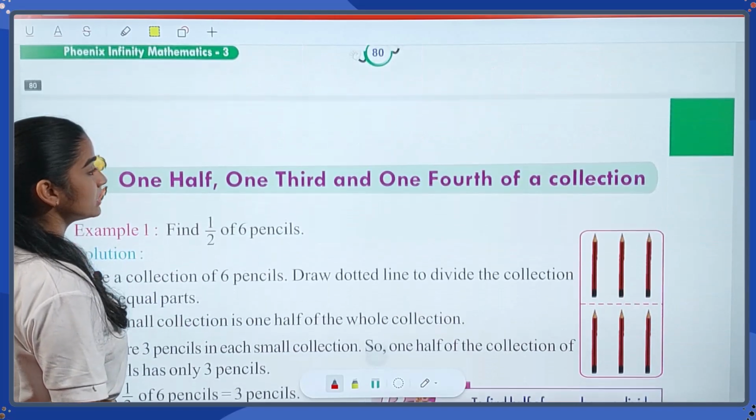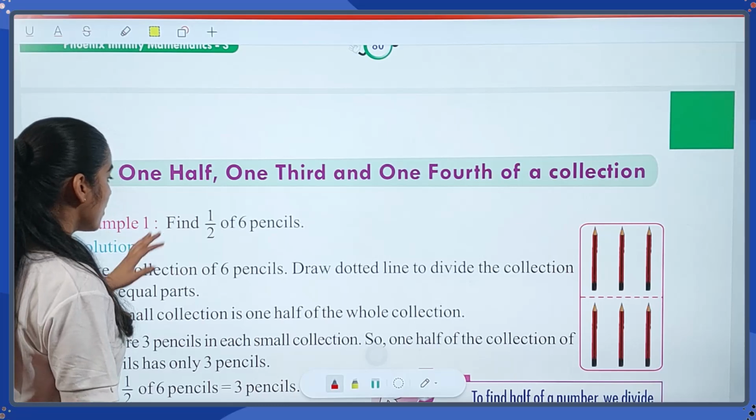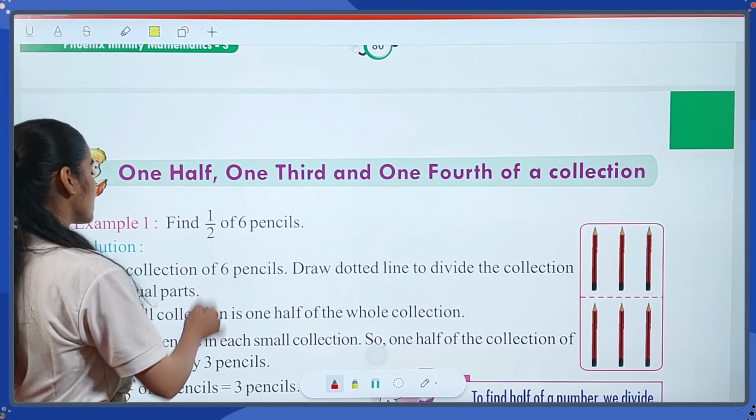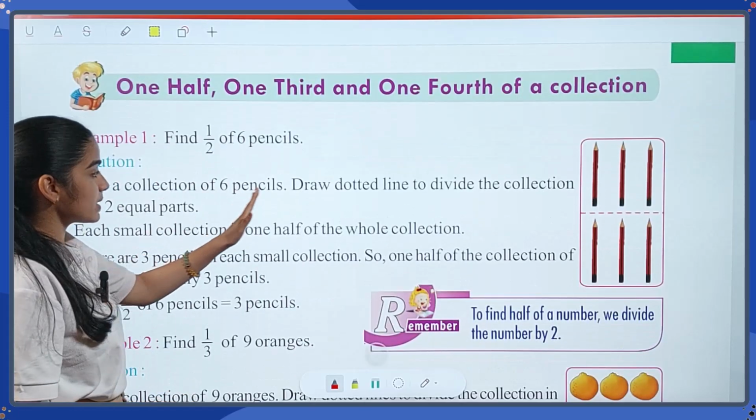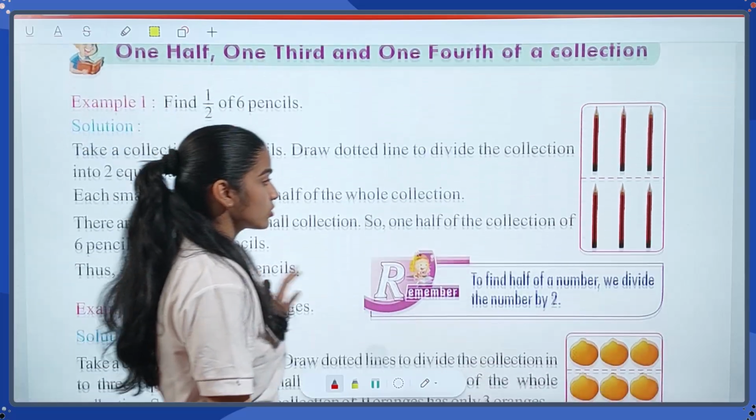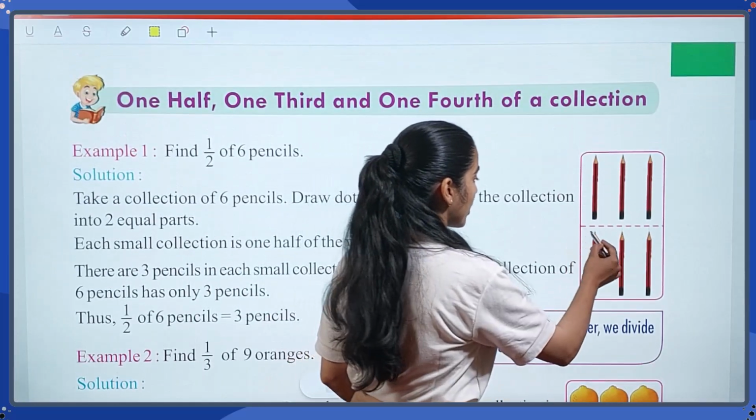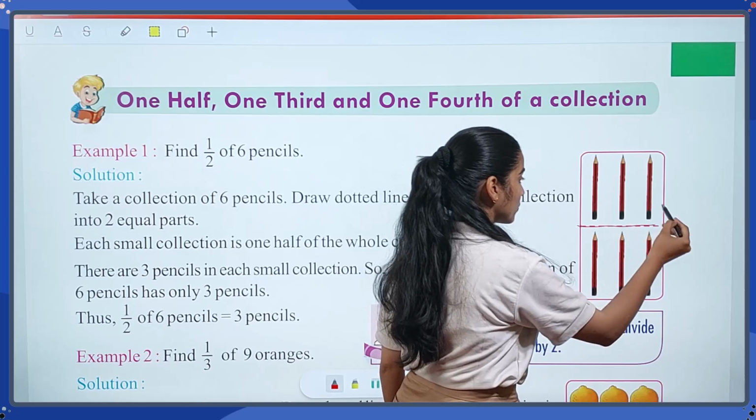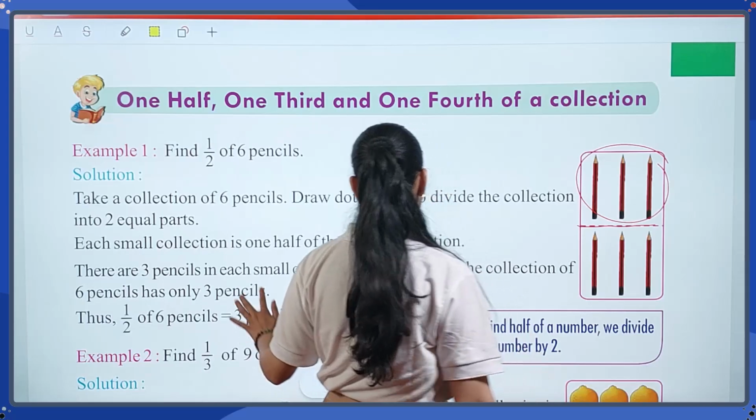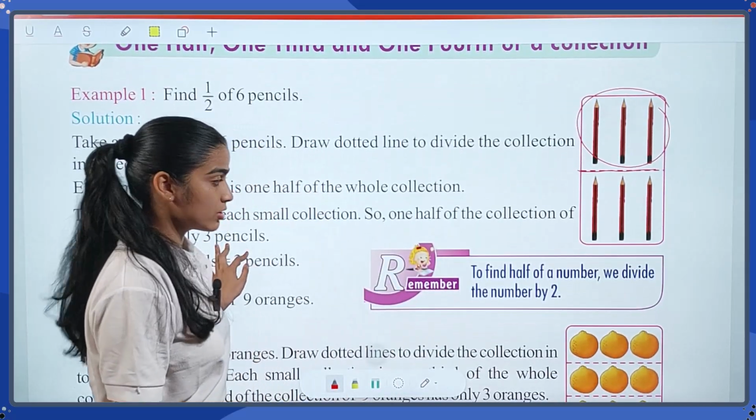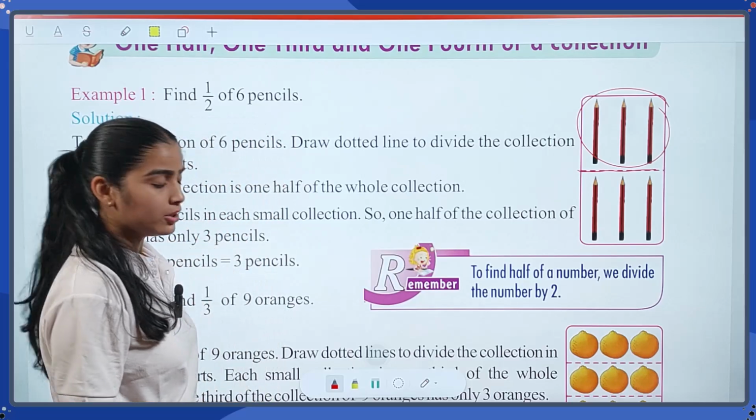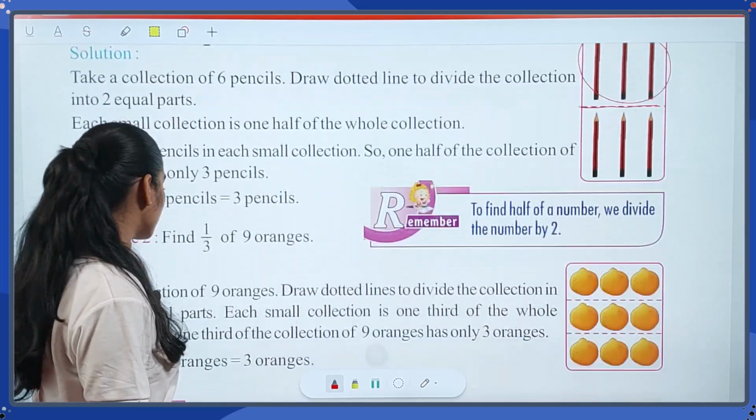1/2, 1/3 and 1/4 of a collection. Find half of 6 pencils. So how can you find half of 6 pencils? Take a collection of 6 pencils and draw dotted lines to divide the collection into 2 equal parts. First you draw a line to divide it into 2 equal parts. Then half of the pencils is 1, 2, 3. So half of 6 is 3. To find half of a number, we divide the number by 2. If you divide 6 by 2, you will get your answer.